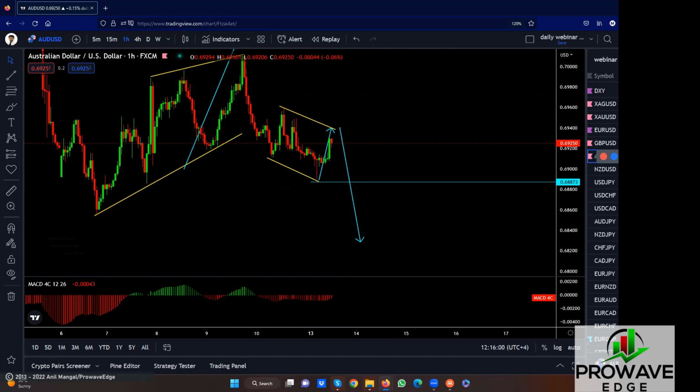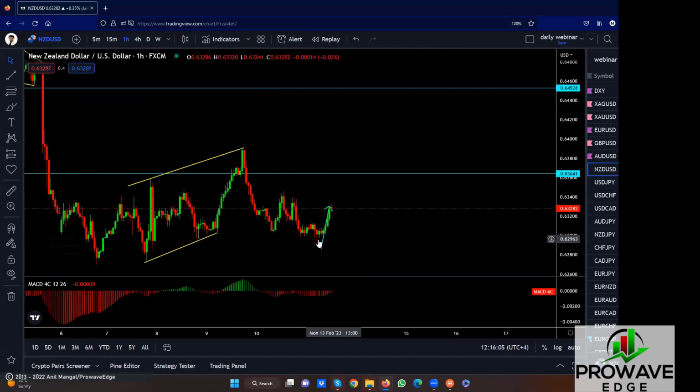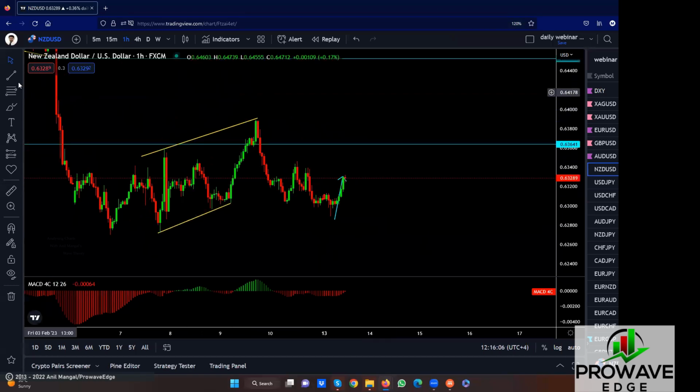Actually, this is a sell already. You can put the entry order in on that. And New Zealand, same thing. We want this to go up. It went up. We're looking for a flat for downside, right? So this is how we look at trades.